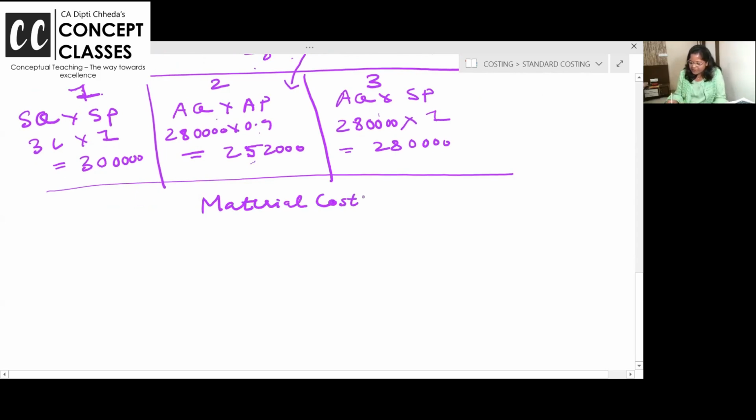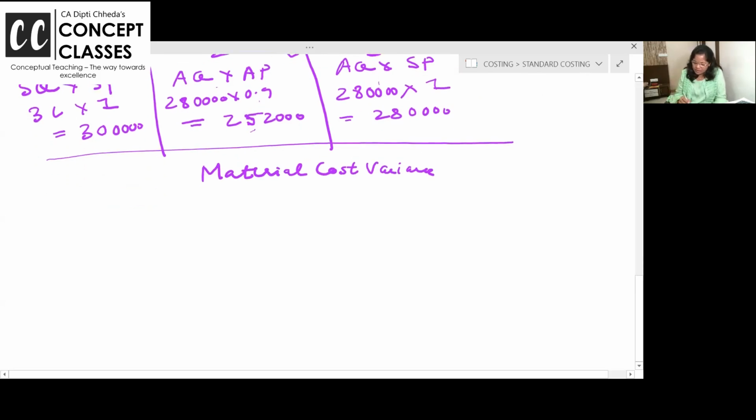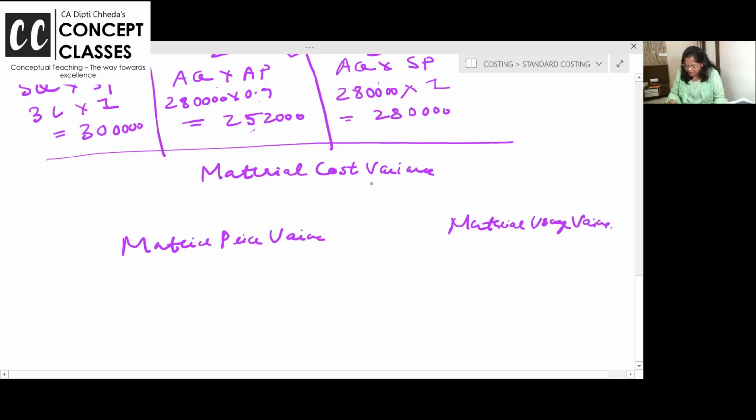Material cost variance. Only now I am making a flowchart to explain. You don't have to make the flowchart in the exam. I told you, material cost difference is always because of material price variance and material usage variance. Leave the lines like I have left. Material cost variance is material price variance and material usage variance.